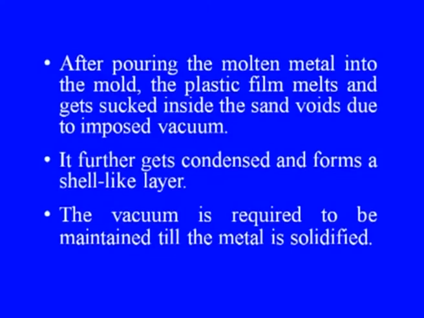This process makes use of vacuum assisted by the plastic film to form a mold cavity over the pattern. Unbounded dry sand is used as a backing material and vibrations are used to compact it. After pouring the molten metal into the mold, the plastic film melts and gets sucked inside the sand voids due to imposed vacuum. It further gets condensed and forms a cell like layer.